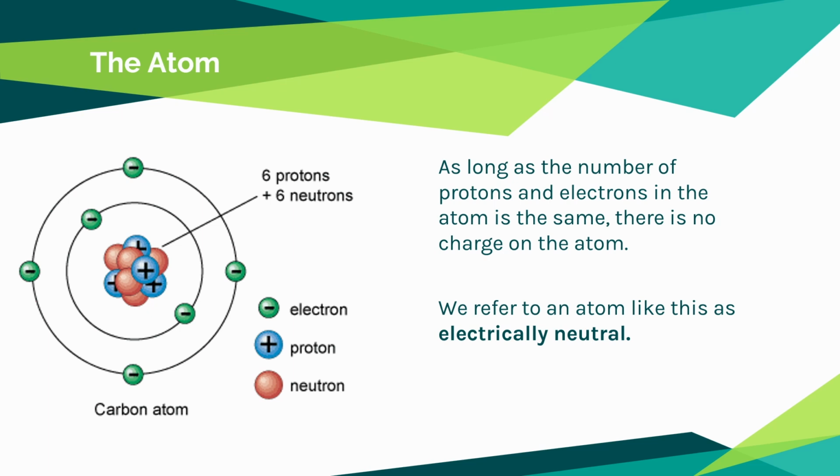The atom. If an atom has the same number of protons and electrons, then the charges balance out. That means the atom has no overall charge. We call this electrically neutral. Neutral does not mean that there are no charges present. It means that the positive and negative charges cancel each other out overall.